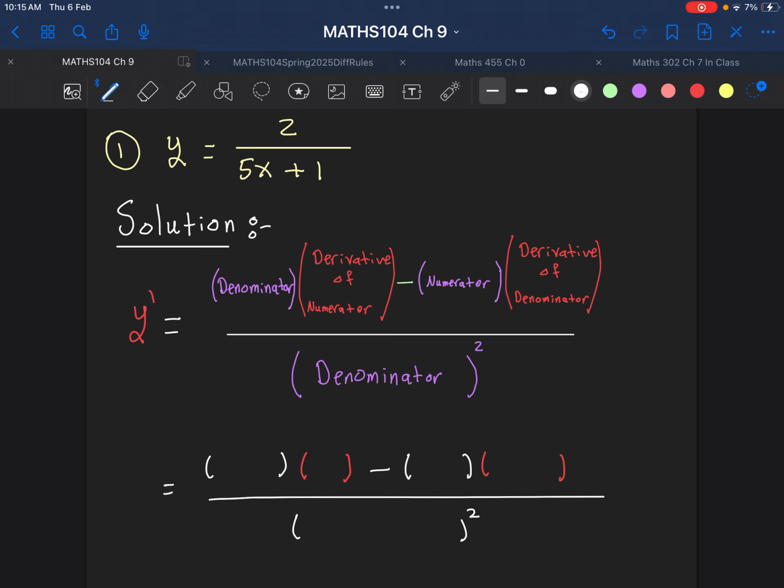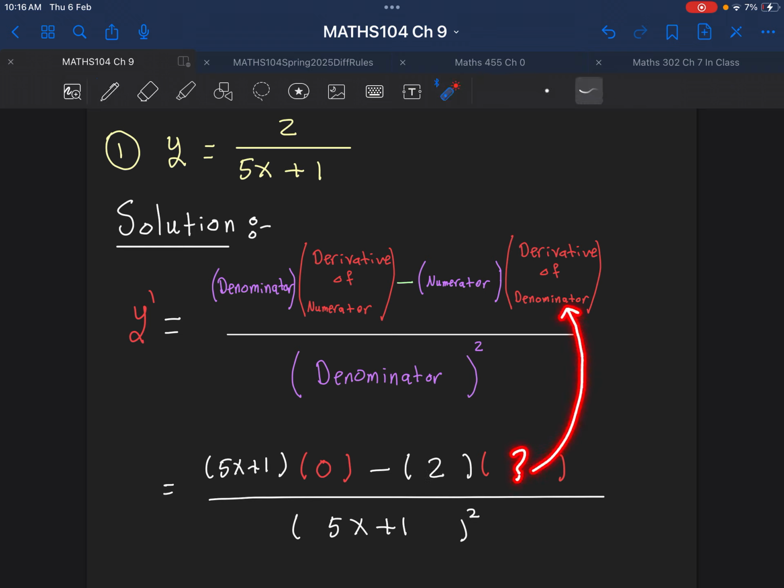Let's start with it. First of all, what shall we write here? According to what is written, we just need to write the denominator. What shall we write up here? Again, should be the denominator. Next, what shall we write here? We need to write the derivative of the numerator. What is derivative of 2? 2 has no x, so the derivative is 0. Next, what shall we write here? We need to write the numerator. What is the numerator? It is 2. So you just go ahead and write 2.